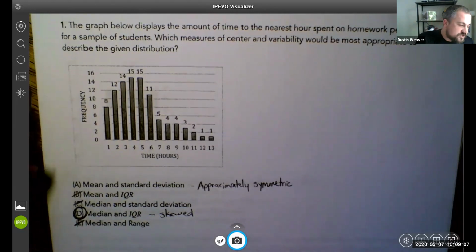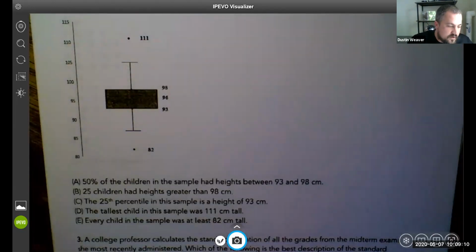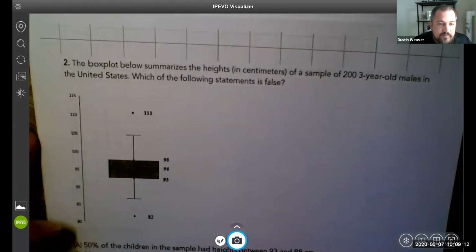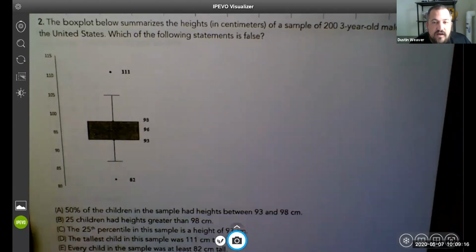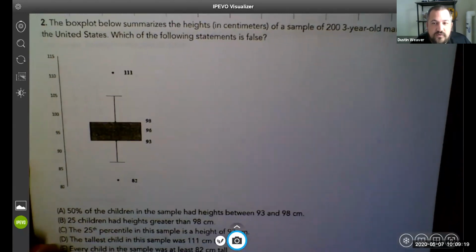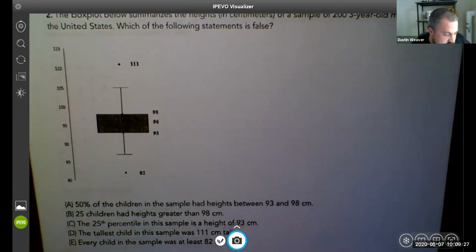All right, let's move to question number 2. Question number 2 says, the box plot below summarizes the heights in centimeters of a sample of 200 3-year-old males in the United States. Which of the following statements is false? So we want to know which one is false. So let's look at A. 50% of the children in the sample had heights between 93 and 98 centimeters. What do you think about A?